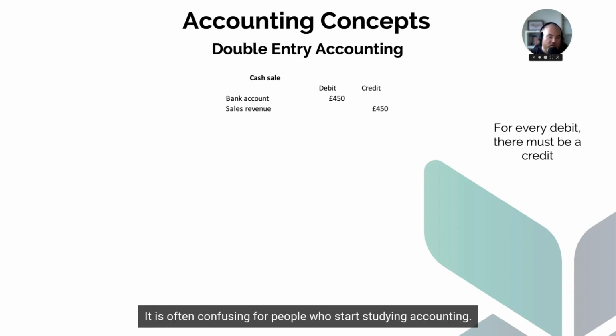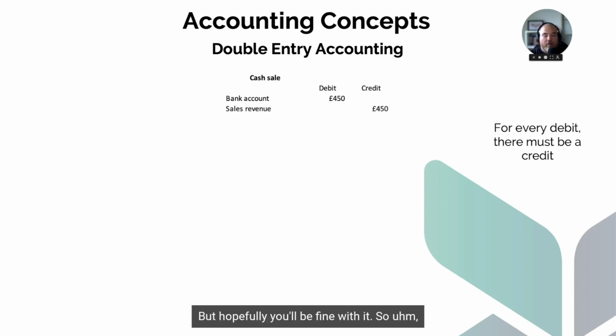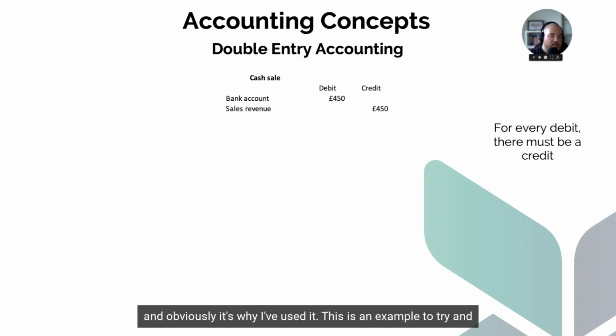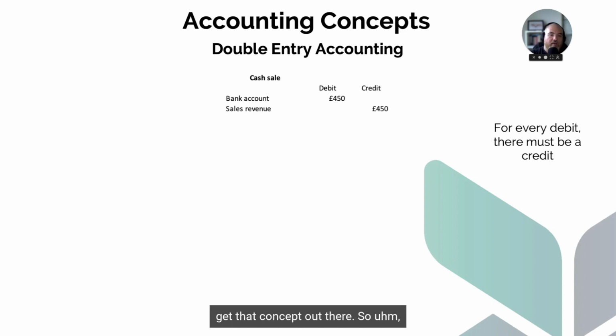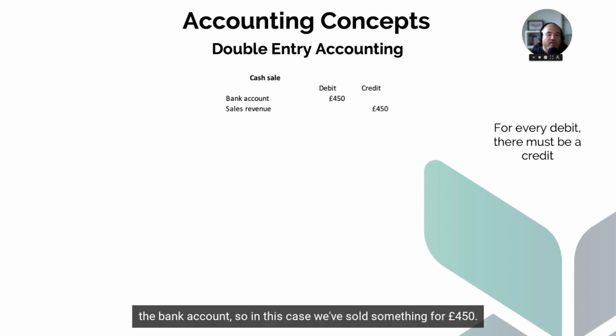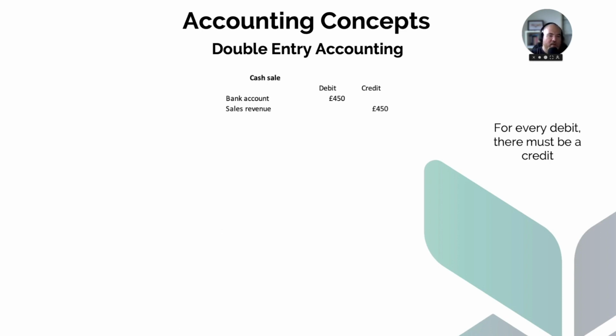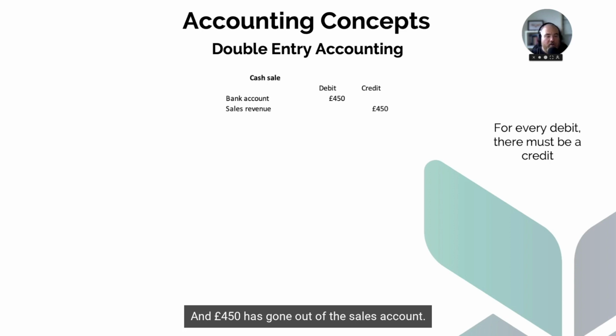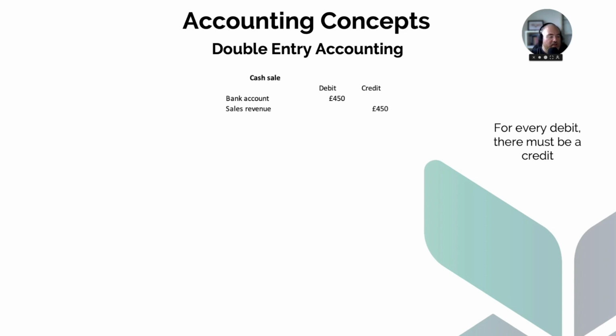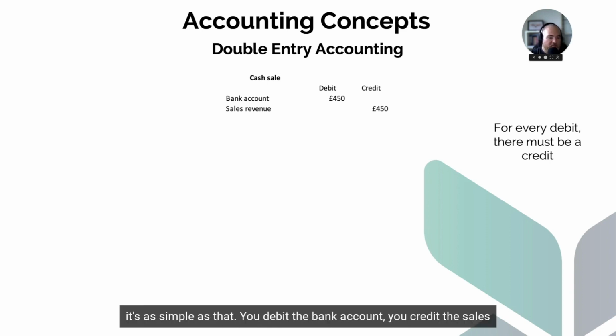It is often confusing for people who start studying accounting, and when I talk to clients and they've never heard of this, they do struggle to get their head around it sometimes, but hopefully you'll be fine with it. And obviously it's why I've used this as an example to try and get that concept out there. So in this case we've sold something for £450, so £450 cash has gone into the bank account, and £450 has gone out of the sales account because it's given the value. So that's it really, it's as simple as that. You debit the bank account, you credit the sales revenue account.